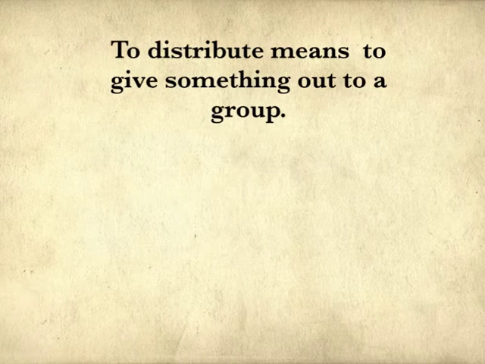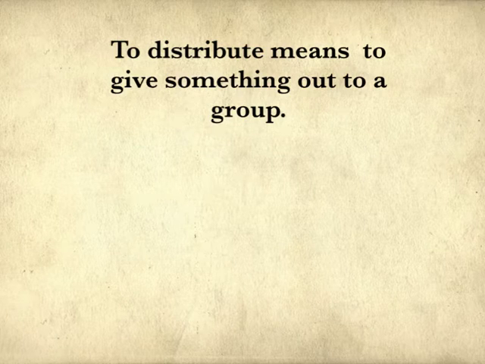The root word to distributive property is distribute, and to distribute means to give something out to a group. A lot of times the example I like to use is if I brought brownies to class, you guys would want me to distribute them equally. I would give the same amount of brownies to each student. I wouldn't give them to one student and not to the others. So to distribute means to give something out, but more importantly, it's to give it out to a group.